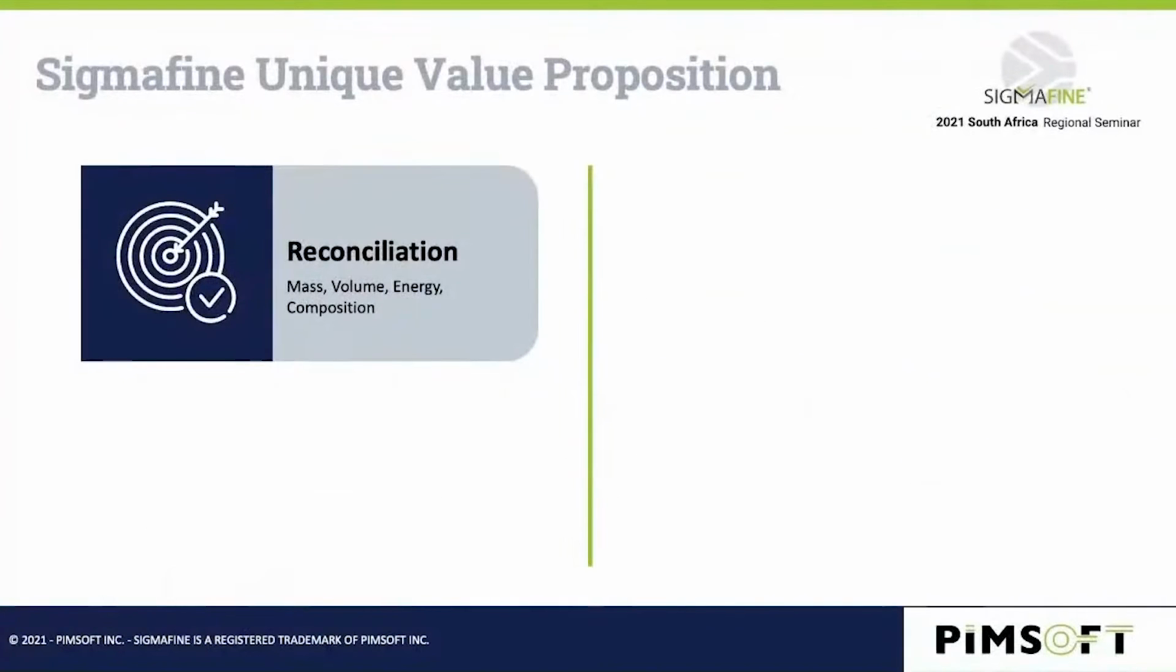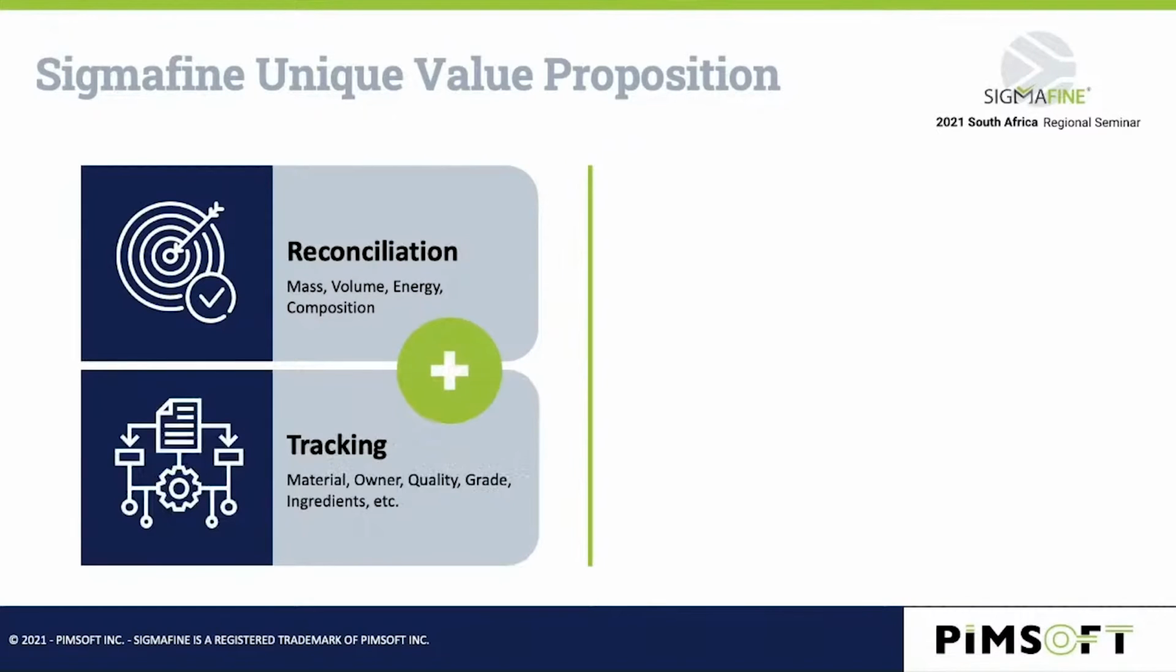But how does Sigmafine enable so many industries in adopting a data quality improvement process? At first, through data reconciliation, which constrains the data with first principle equations, such as conservation of mass, volume, energy, or component, while simultaneously minimizing the uncertainty associated with the measurements. On top of data reconciliation, tracking and genealogy capabilities allow to infer physical properties, grades, stream qualities, as well as ownership and other business categories.